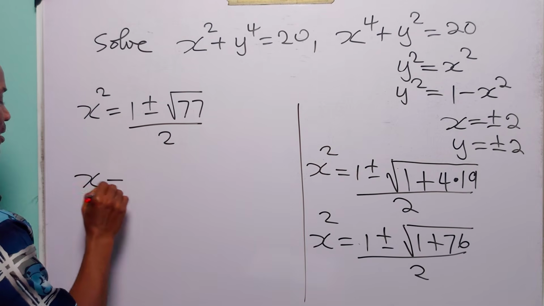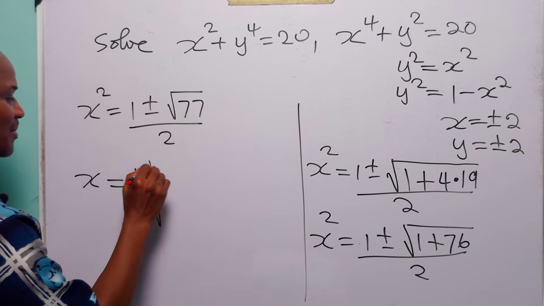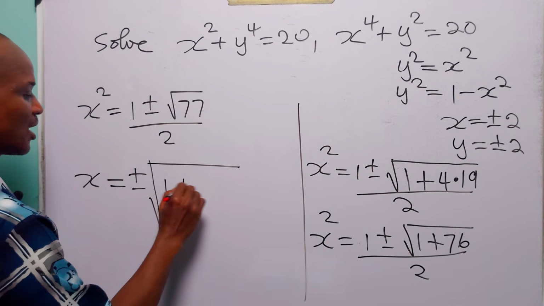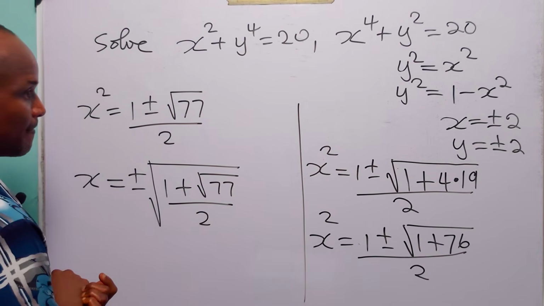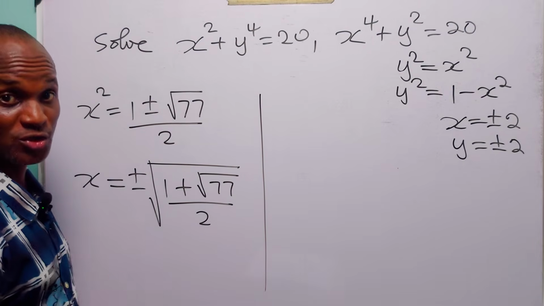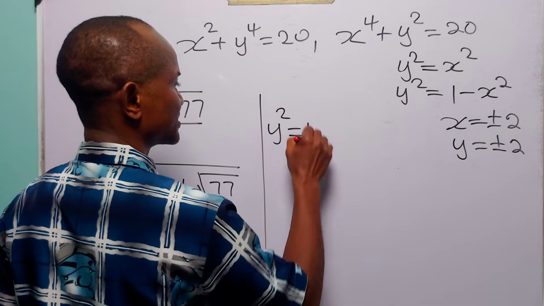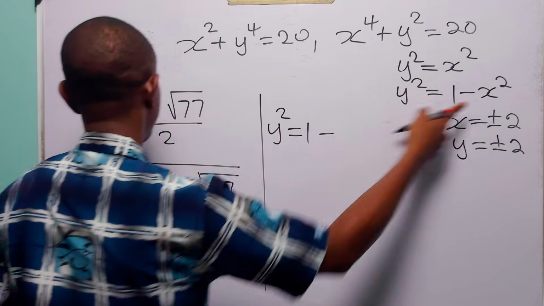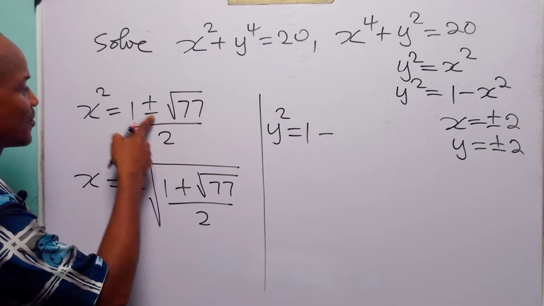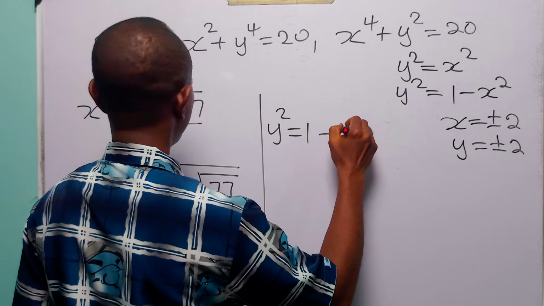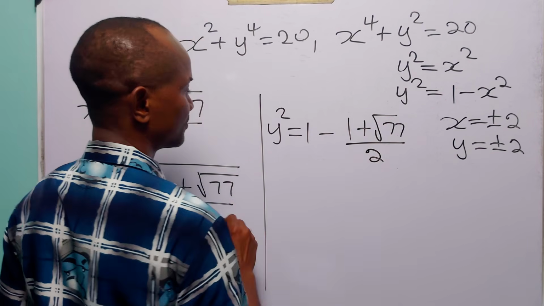So, for the positive values of x squared, we have that x is equal to plus or minus the square root of 1 plus root 77 over 2. And of course, to find the value of y, once more, we go back to this condition. We have that y squared is equal to 1 minus x squared. Now, this is x squared, and of course, we are going to take the positive value of x squared. So we have 1 minus 1 plus root 77 over 2.